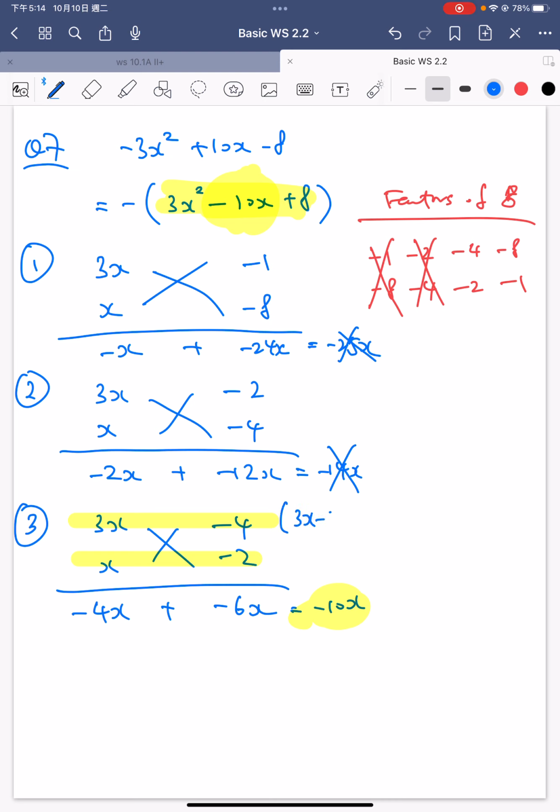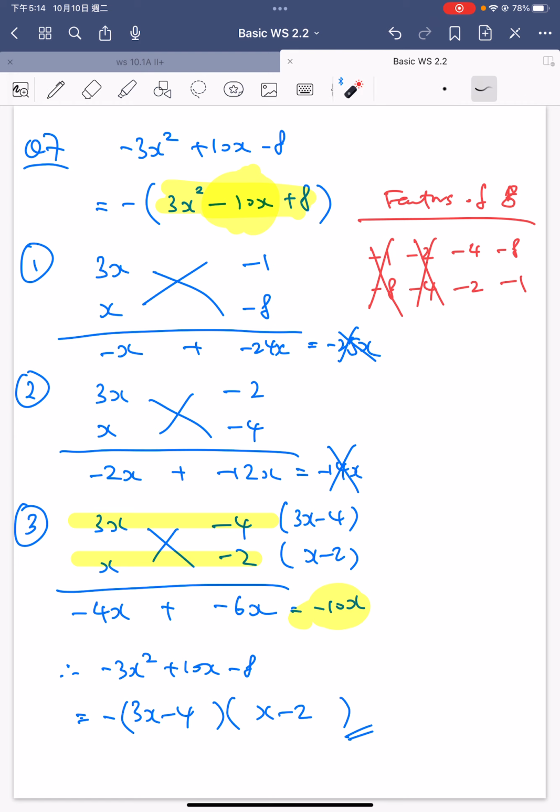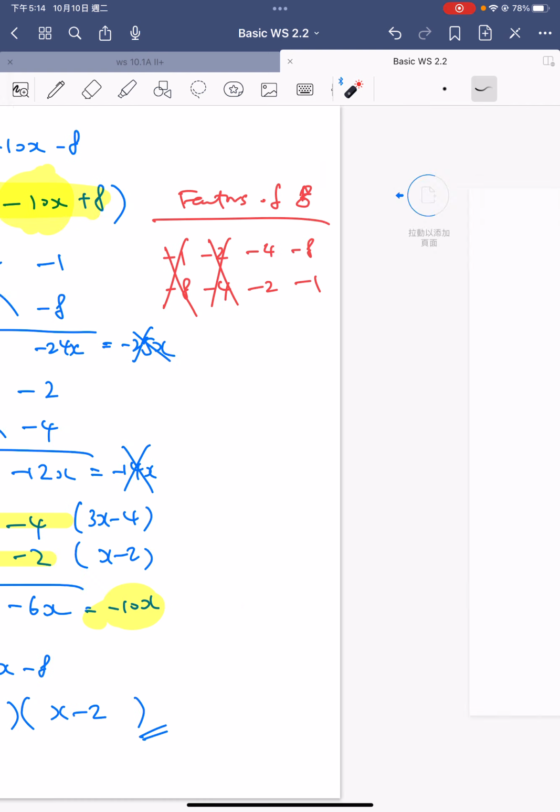So we have 3x minus 4, x minus 2 as our factors, so that we have negative 3x squared plus 10x minus 8. We first take out a negative, so we still have 2 brackets here. We got 3x minus 4, we got x minus 2. So that's the answer of question 7. It's a little bit tricky, but at least in the first step, you take out the negative, you get 1 mark. After that I can use the cross method to factorize it step by step.